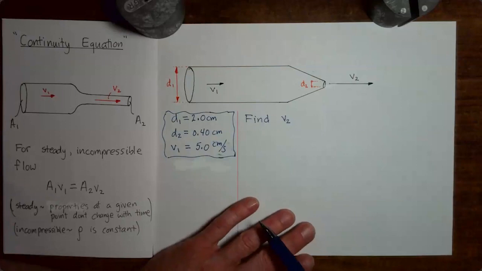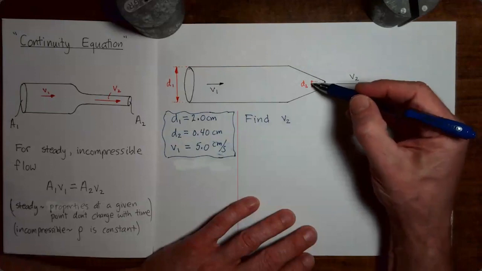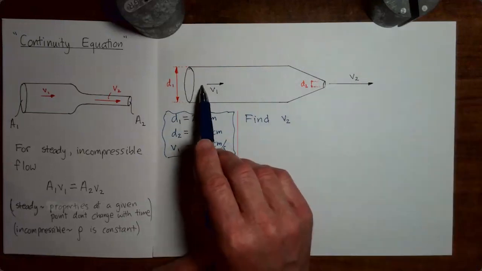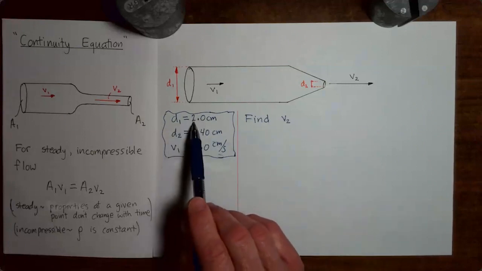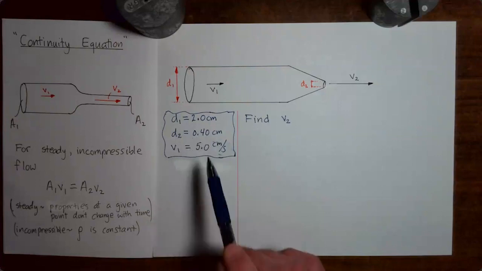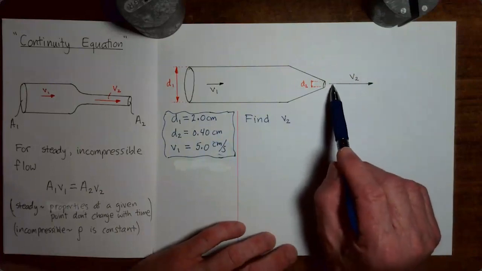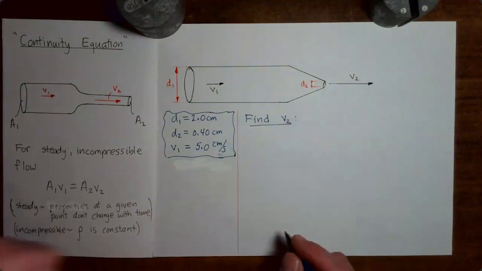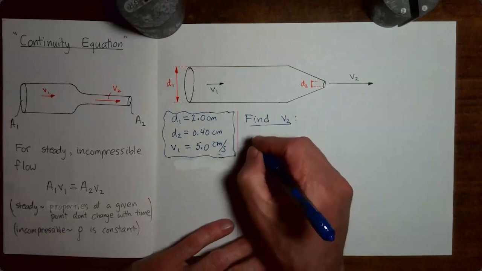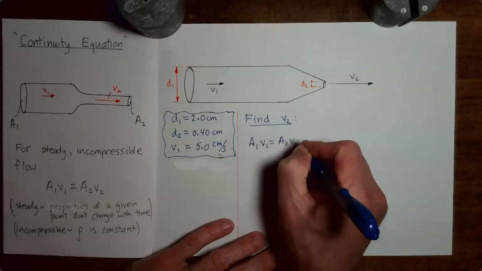Let's say then that we are given the diameter D1 in the main part of the hose, the diameter D2 of the nozzle, the flow speed V1 through the main part of the hose. So those values are D1, 2 centimeters, D2, 0.4 centimeters, V1, 5 centimeters per second. We want to find then V2, which is the flow speed as the fluid exits the nozzle. Let's start by just writing down the continuity equation. A1 V1 equals A2 V2.